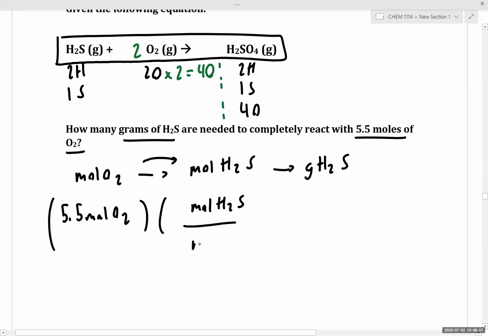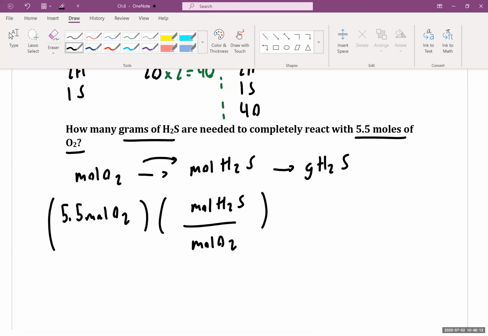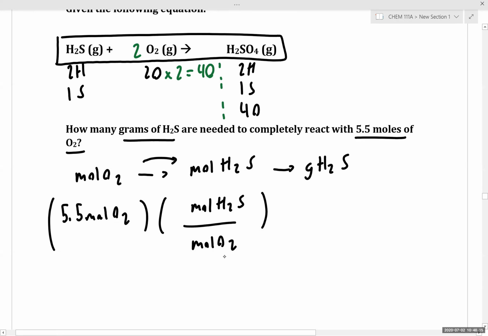moles of hydrogen sulfide will be on top, moles of oxygen will be on the bottom, and how many moles of hydrogen sulfide do we need per mole of oxygen? What's our mole to mole ratio? What is our mole to mole ratio? 1 to 2, okay?